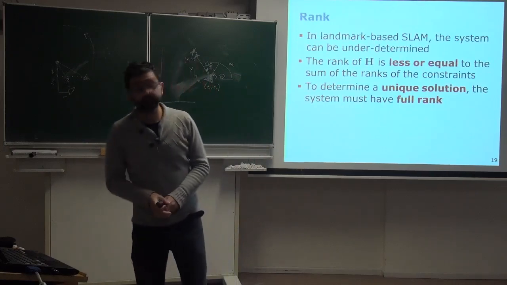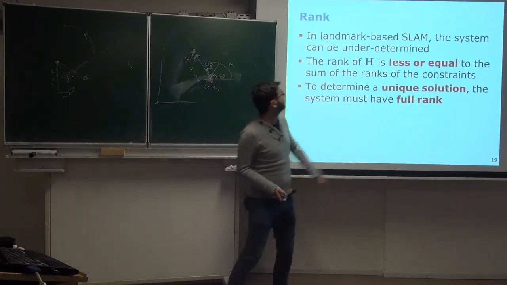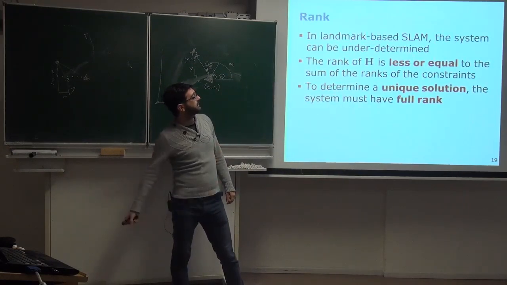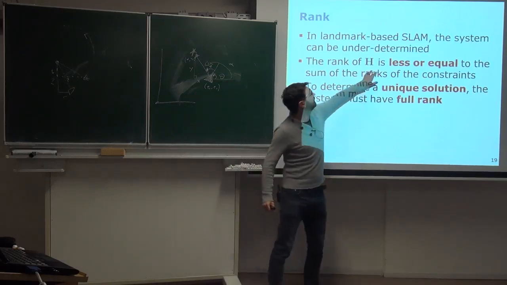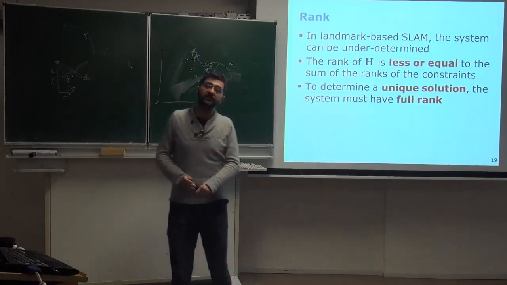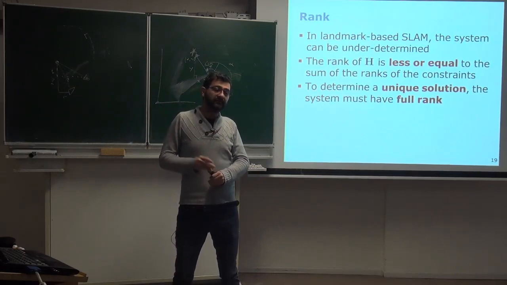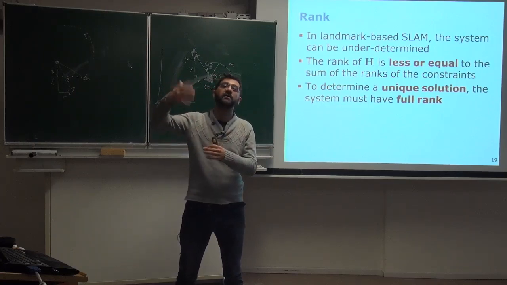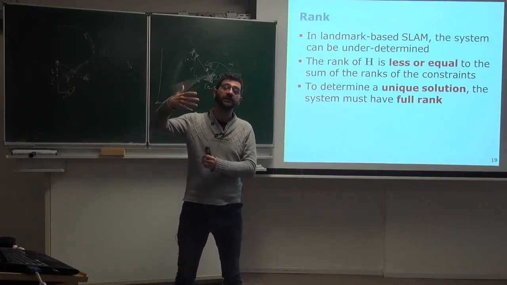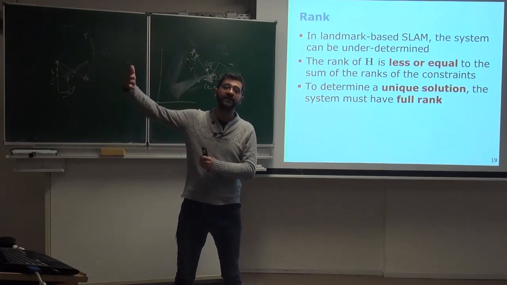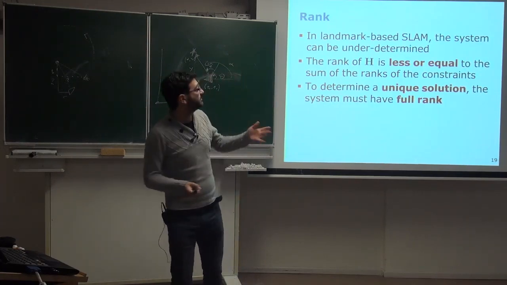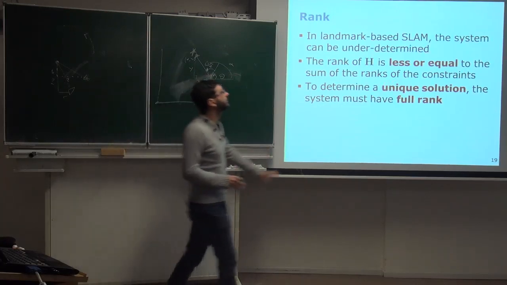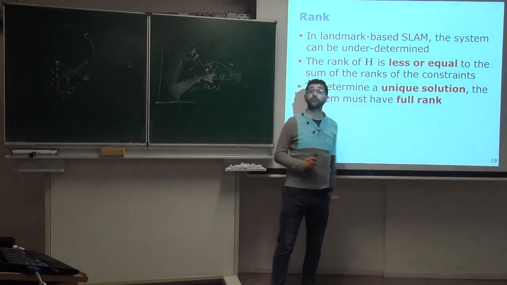Then the rank connects with the same reasoning here, because the final rank in a landmark-based SLAM is less than or equal to the sum of the ranks of the constraints or the measurements. It's less or equal because it can be that several measurements are actually affecting the same part of the state space. So they do not count in terms of the final rank. So it's a bit hard to be sure to find a unique solution, because we need to ensure that this H here is full rank.